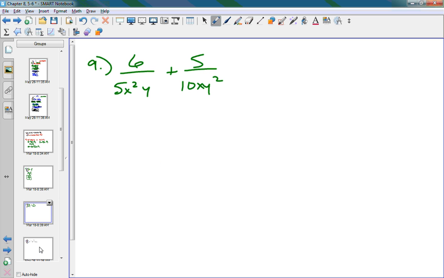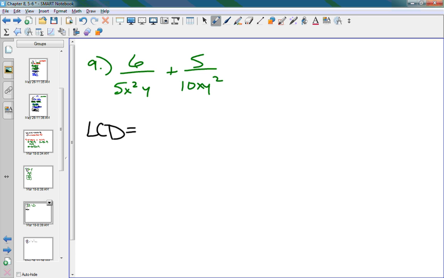Let me find it. Number 9. Now, let's talk about this again. First, we want to find what's going to be my LCD. Now, what did I talk about previously whenever we were doing our least common multiples? It cannot be smaller than the largest number in the denominator. 10. So, what's my first multiplication table of 10?